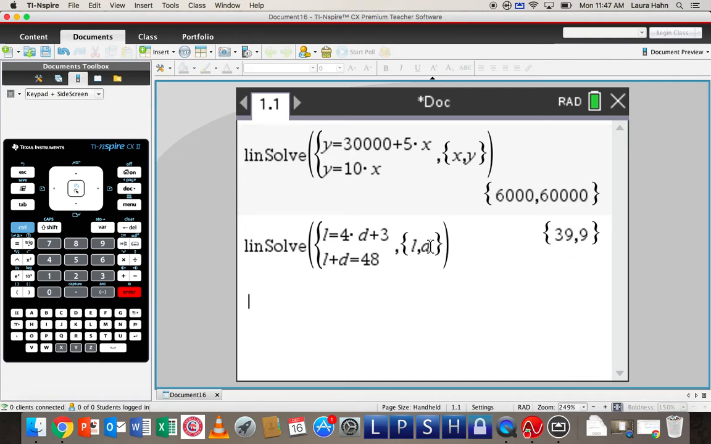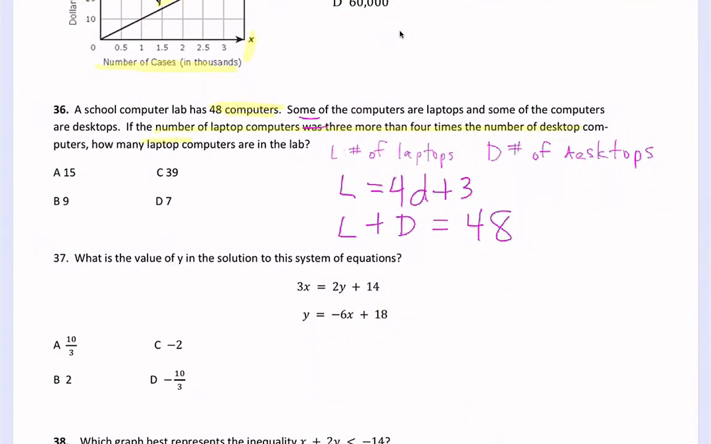Be careful, guys, because you have to pay attention to this piece right here, L comma D. So L is laptops, laptops is the first number. D is desktops, desktops is the second number. So laptops is 39, desktops is 9. So laptops, desktops, and it asks for laptops, so it's asking for the first number, which is 39.